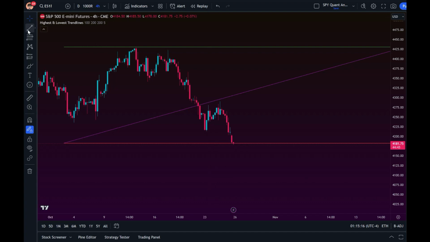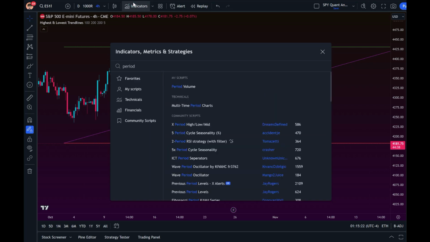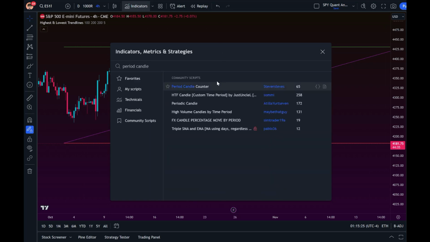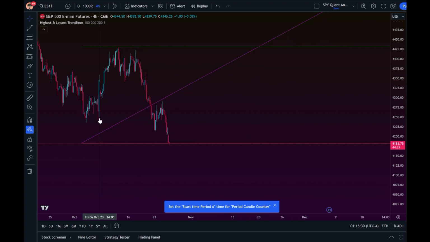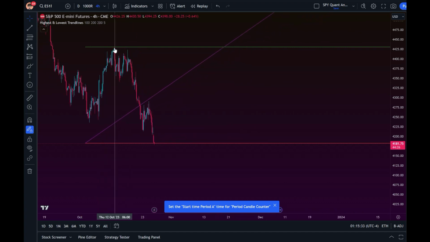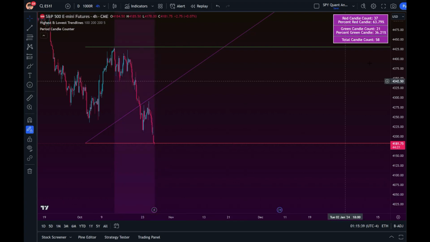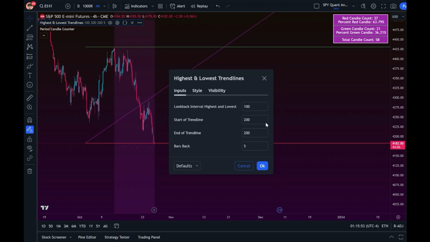All right, so what we can do is use a candle counter, period candle counter. You can use mine right here. And we want to draw a trend line from this high to this low. So we see that that's 58 periods. The high was this green line, which is 4431. So we're going to open this up, start trend line 4431.